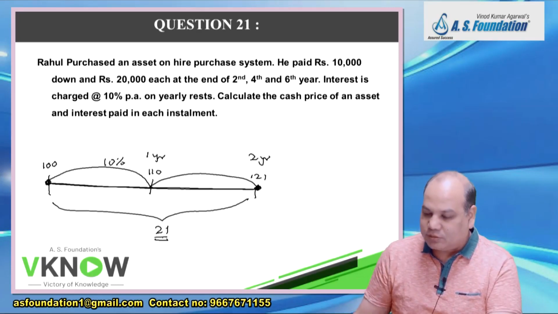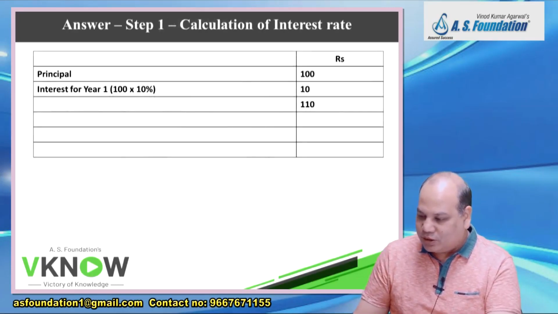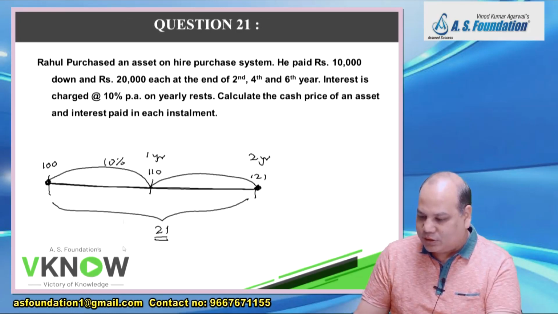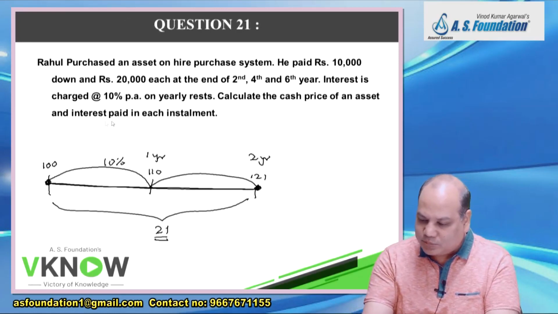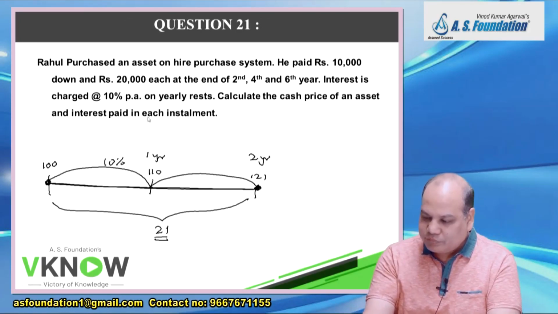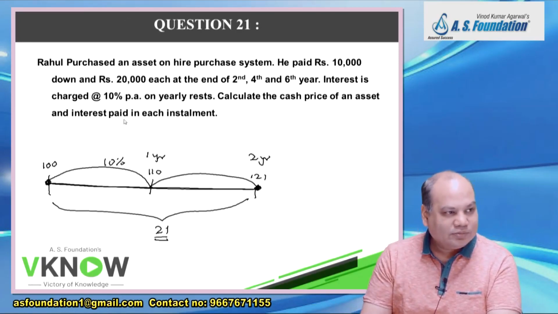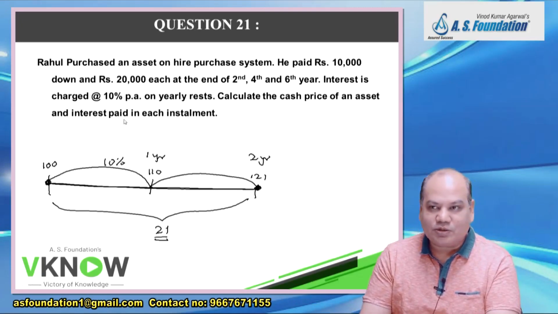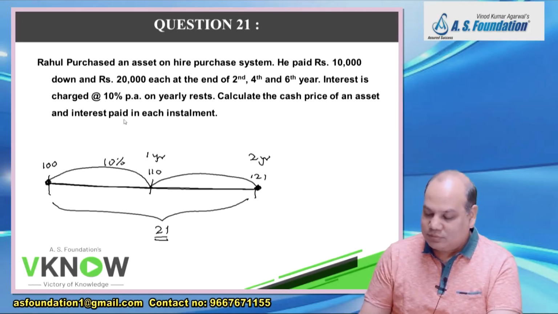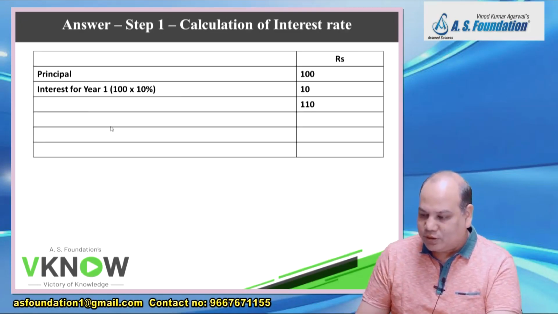Okay. Rahul. Done. Calculate the cash price of an asset and the interest paid in each installment. Now when they are asking you for the interest paid in each installment, you have to prepare the table. Annuity factor will only help you to reach the cash price. So write down first working note 1, step 1, calculation of interest rate applicable.